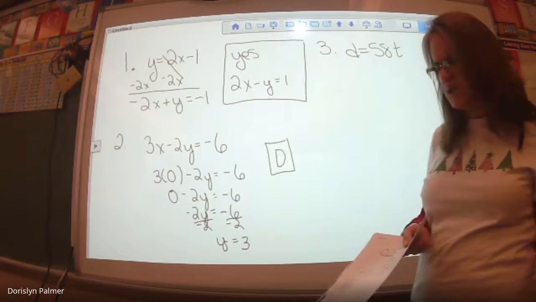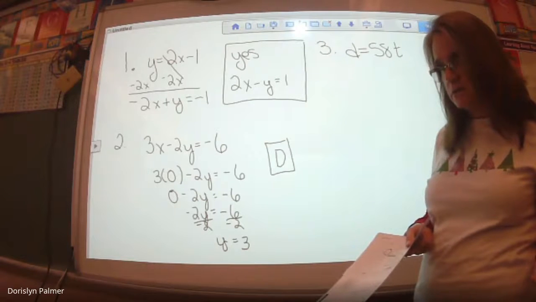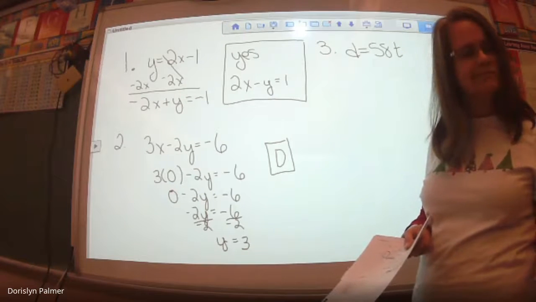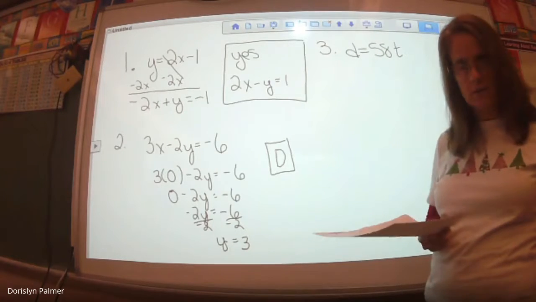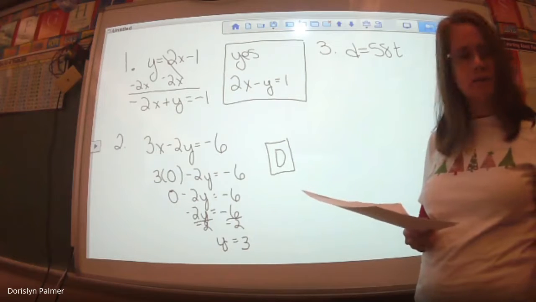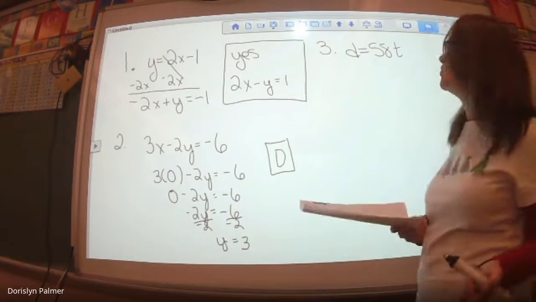Mrs. Palmer, where's this from? Matthew, what's your question? What's this from, Mrs. Palmer? We're reviewing the quiz that you took. So this is not, we're on number 3 of the quiz.